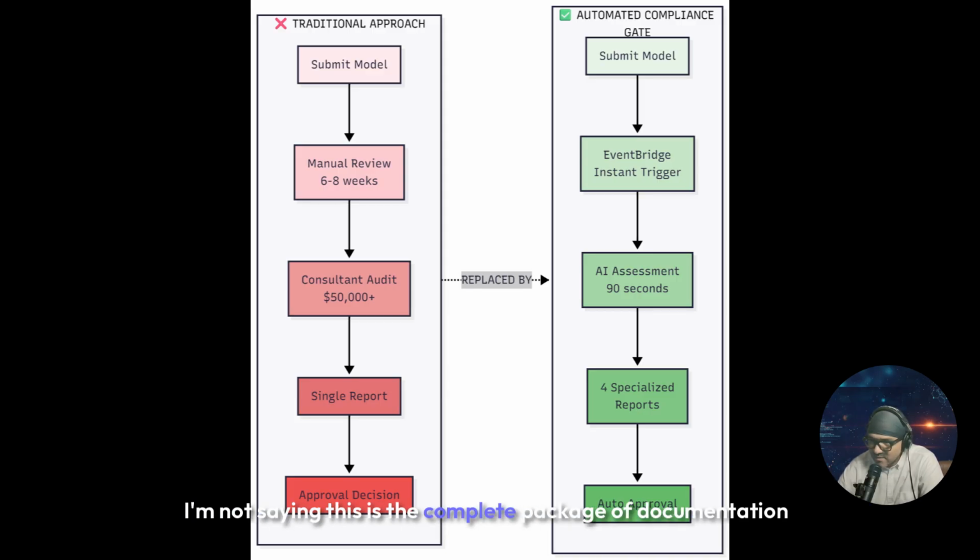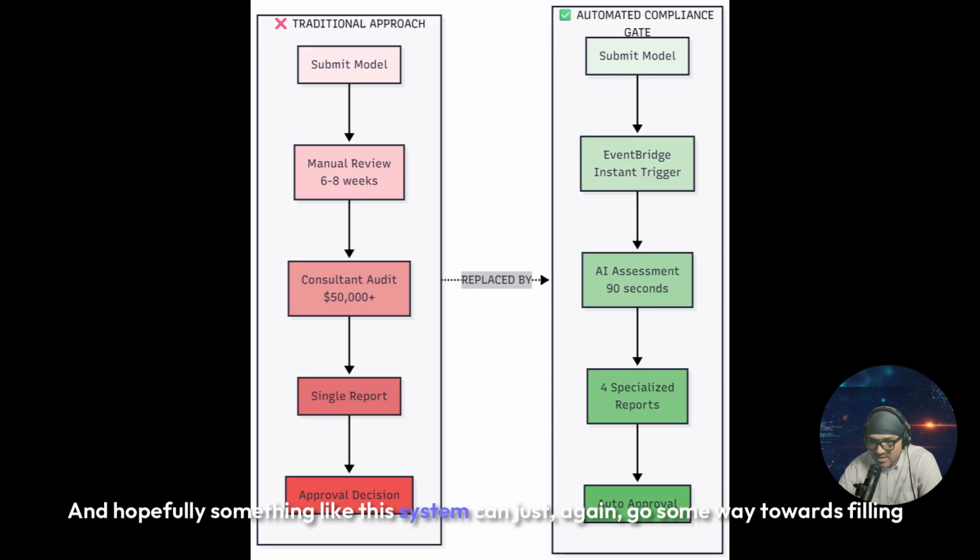I'm not saying this is the complete package of documentation, because we know that EU AI Act compliance is going to require a hell of a lot of documentation. Where are you getting that documentation from? How regularly are you getting that documentation? Are the updates in the versions of your documentation keeping in line with the speed of your progress in relation to developments of the system? And if you think about traditional consulting and the pace of change of your system, how is that scalable in terms of time and cost? I just don't know how it is. And hopefully something like this system can, again, go some way towards filling that gap.